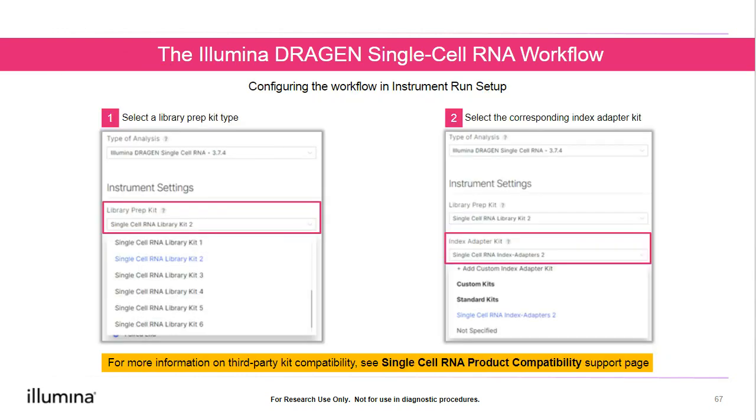The complex workflow steps shown here are similar but not identical to those performed by the third-party single-cell RNA software, such as STAR Solo and Cell Ranger. The main output is the cell by gene matrix file, which reports the expression level or UMI count of each gene in each cell. In Instrument Run Setup, you can select the library prep kit that is compatible with your library. The index adapter kit dropdown will display the corresponding adapter kit name under standard kit.